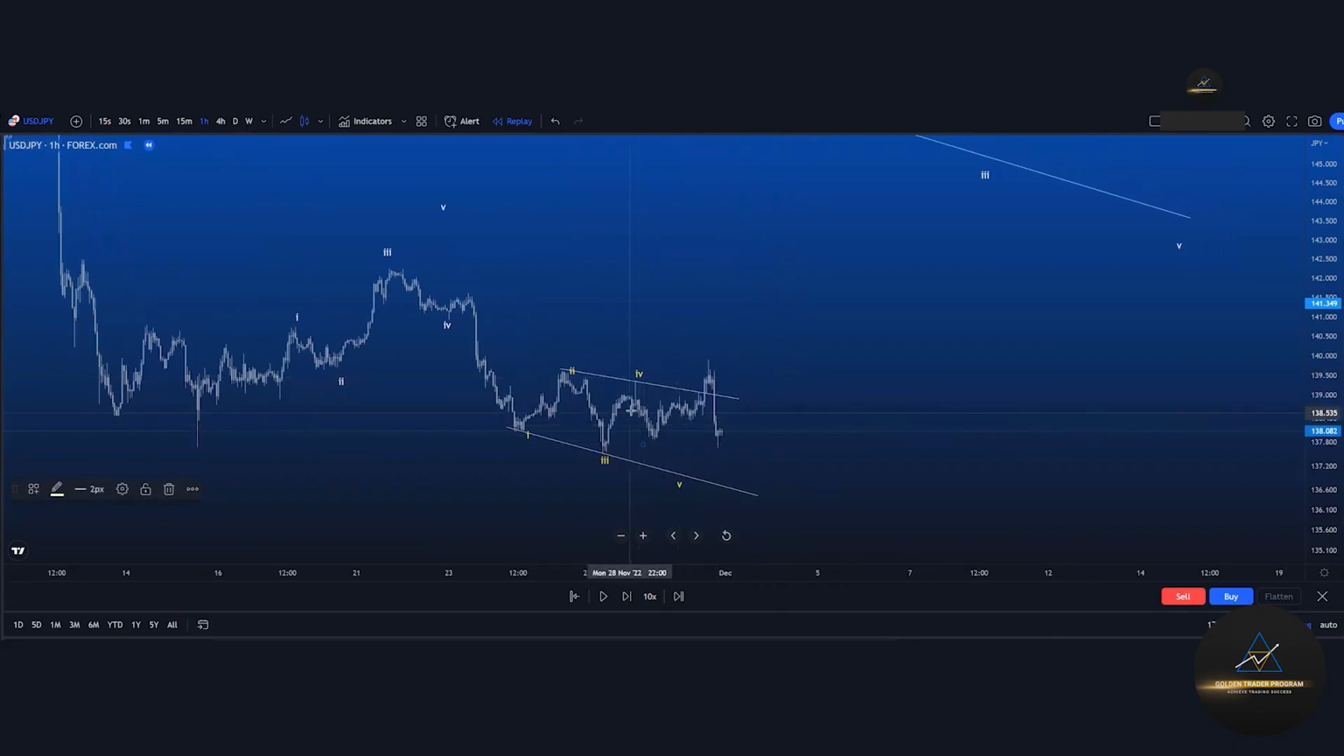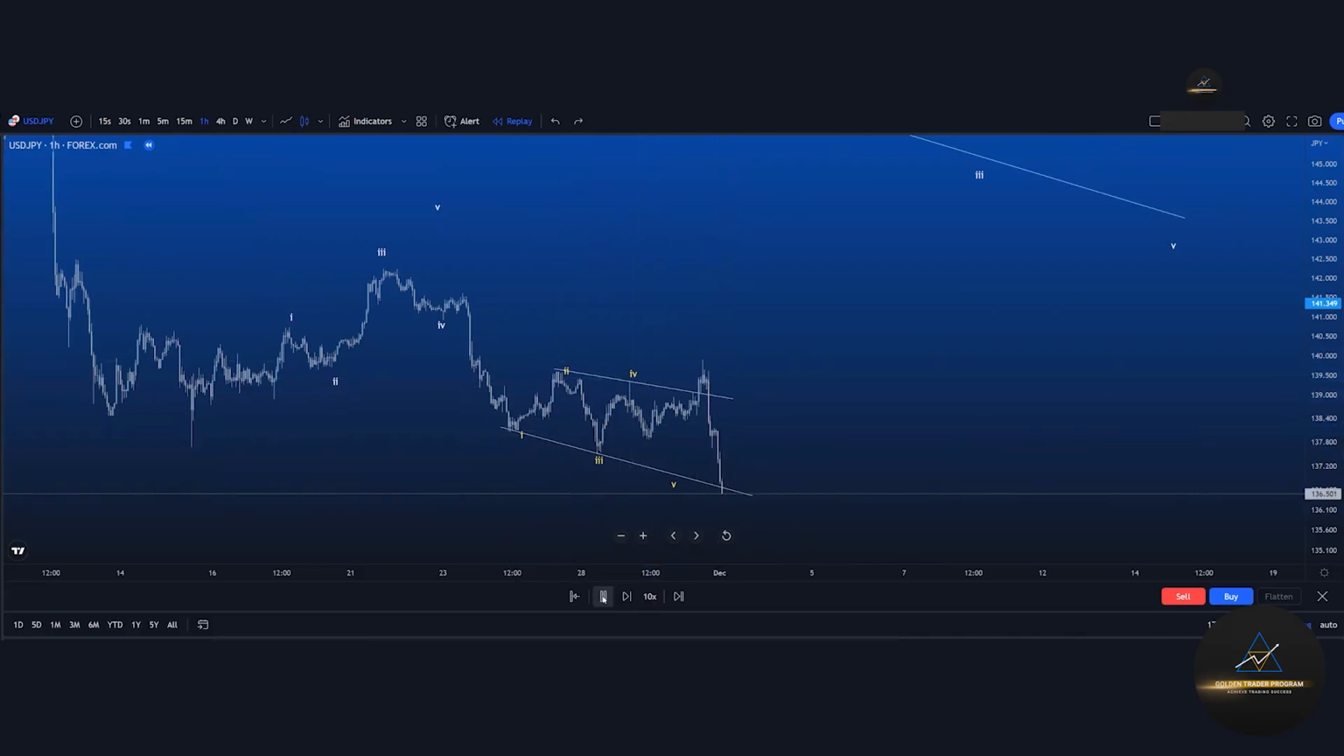So there we go. It's invalid. But now it's formed something else. Yeah, even this is invalid as well. Look, 1, 2, 3, and it closed below here, right? So it's invalid. Let's go to some recent patterns.